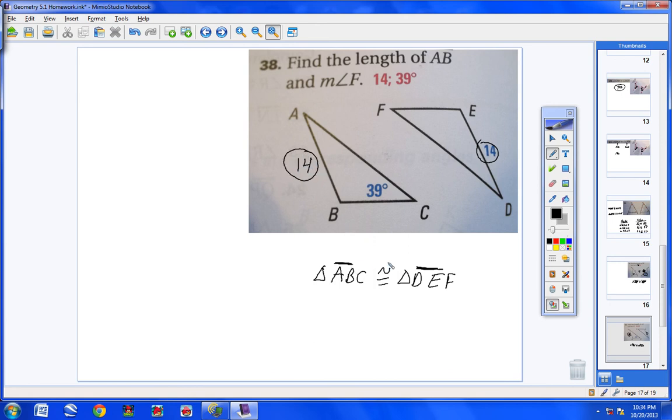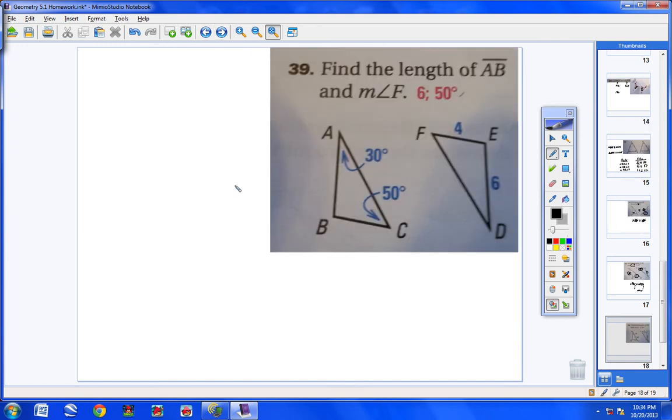Do you see how I'm doing this, students? I'm very meticulous here in making sure that my corresponding sides are matching up with corresponding sides. It's very, very important. Next, they want us to find the measure of angle F. So I come down here and I notice angle F is the last angle listed in this congruent statement. So I come over here and I notice C is the last angle that's listed. So I know angle C is congruent to angle F. And here's angle C right here. It's 39 degrees. So that means angle F is also 39 degrees.